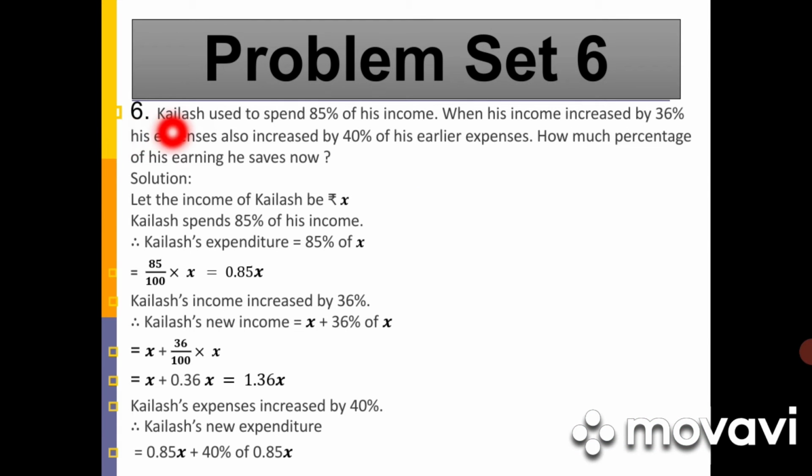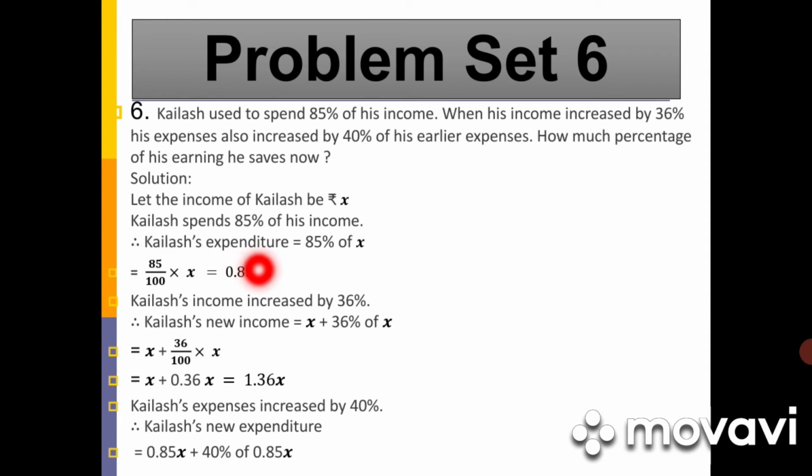Question 6. Kailash used to spend 85% of his income. When his income increased by 36%, his expenses also increased by 40% of his earlier expenses. How much percentage of his earning he saves now? Solution: let the income of Kailash be rupees X.